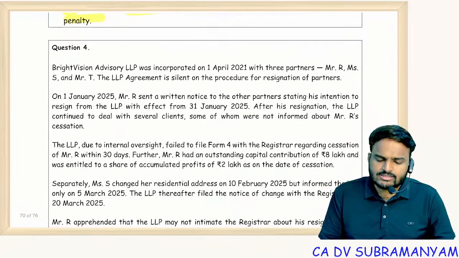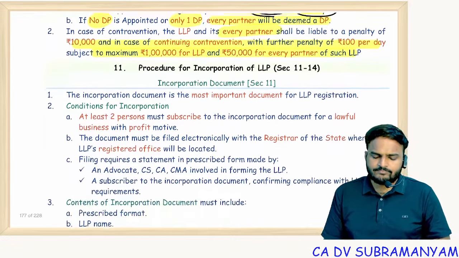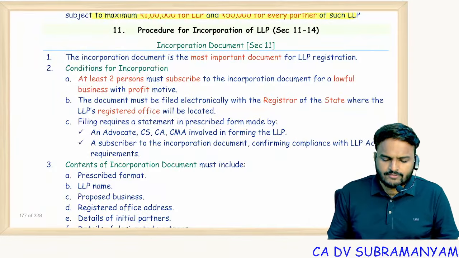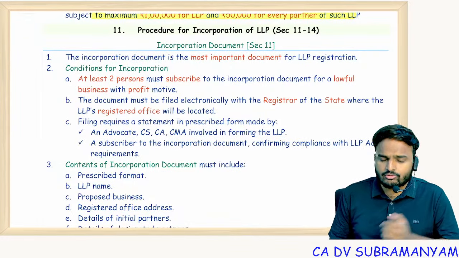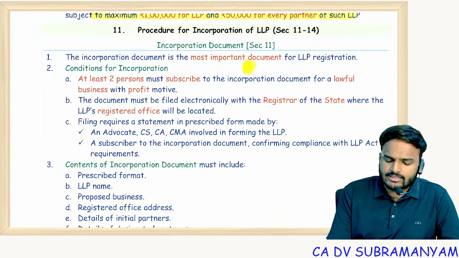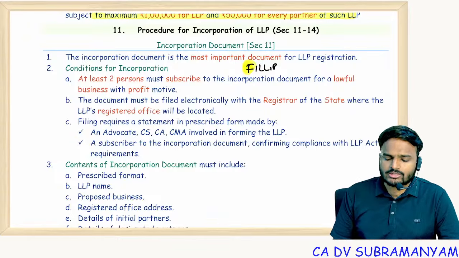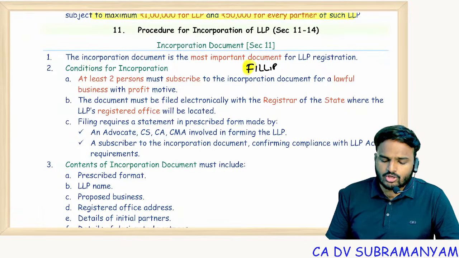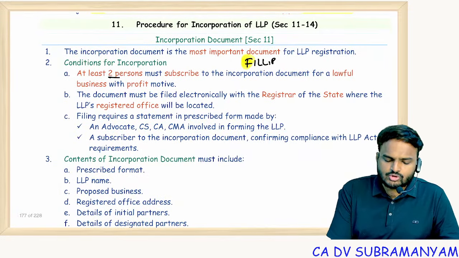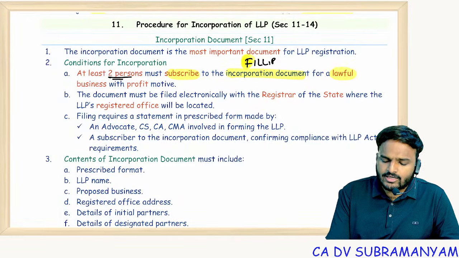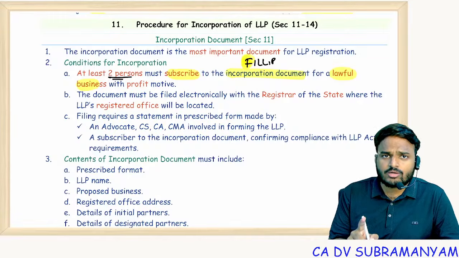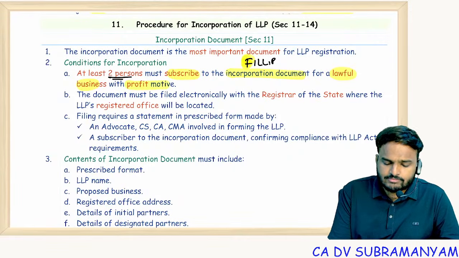So next one is based on incorporation. Let's see. Procedure for incorporation. Of course, you have to file the incorporation document. We call it as FiLLiP form for incorporating LLP. FiLLiP form, shortcut FiLLiP form. So file the incorporation document with ROC. So at least two persons must subscribe the incorporation document for a lawful business or charitable objects. Tell me, business or charitable objects are lawful business activities with profit motive.